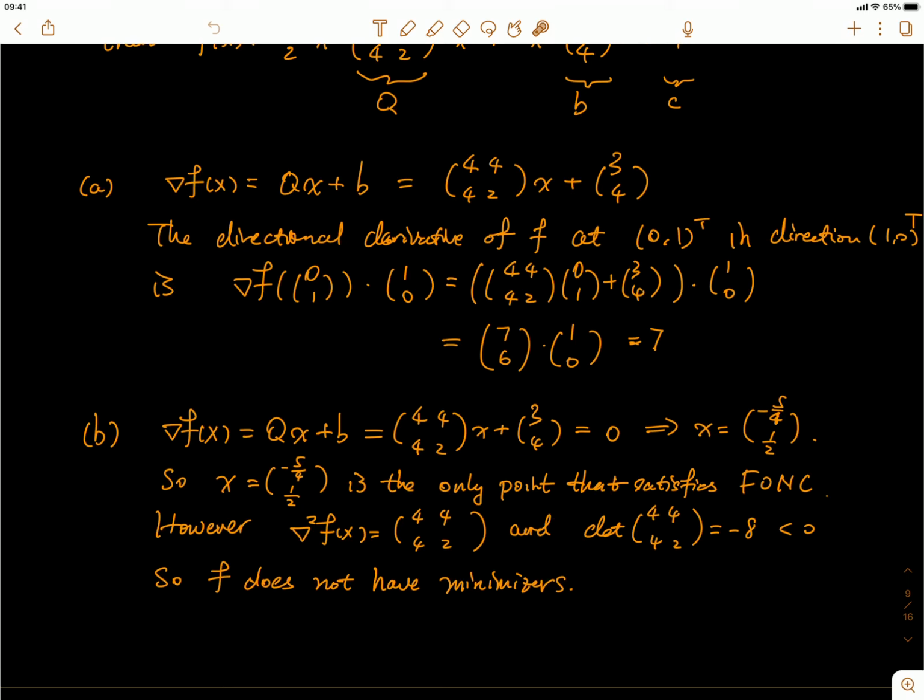In this case, we know that the Hessian matrix is not positive semi-definite, and that means this point cannot be a local minimizer. And it cannot be a global minimizer for sure, right? Because a global minimizer must be a local minimizer as well. So f does not have any minimizer.